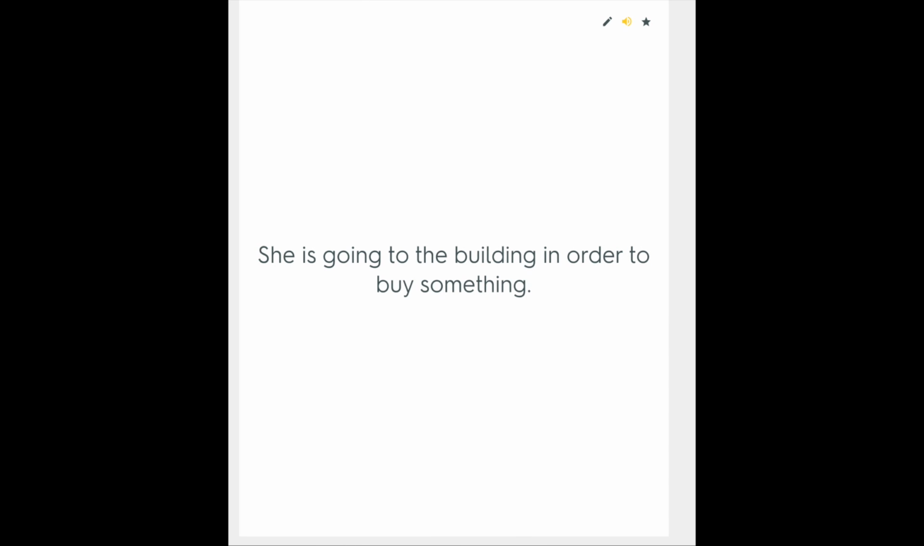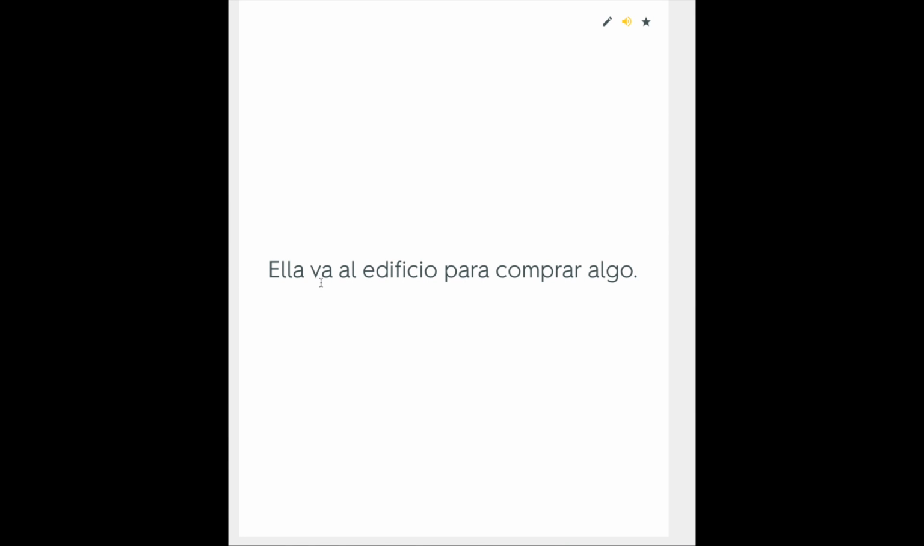She is going to the building in order to buy something. She is going. Go through your 5 forms. Voy, vas, va, vamos, van. Ella va al edificio para comprar algo. Para comprar algo.